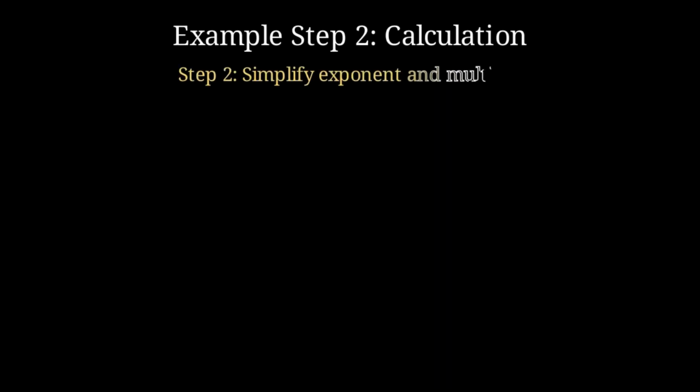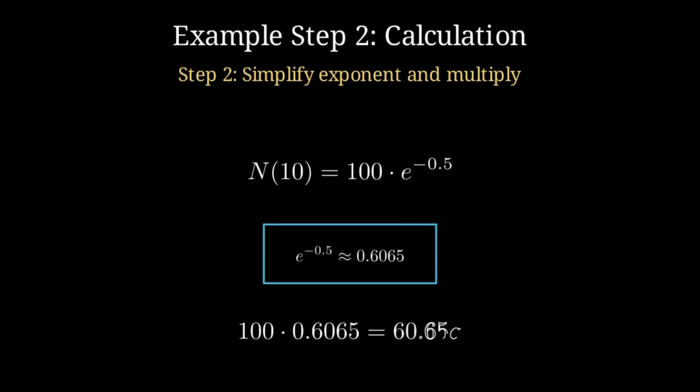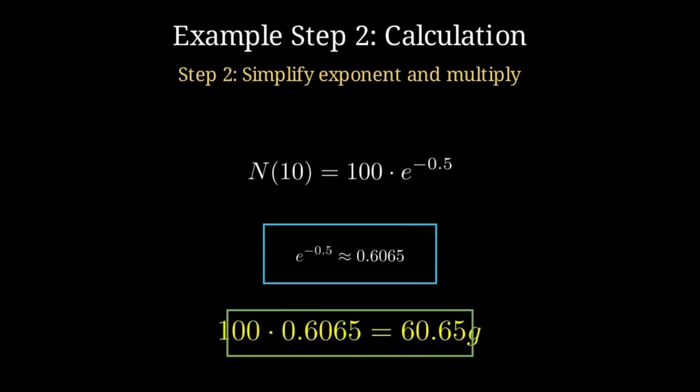Next, we simplify the exponent. Negative 0.05 times 10 gives us negative 0.5. Using a calculator, we find that e raised to the power of negative 0.5 is approximately 0.6065. Multiplying this by our initial 100 grams gives us a final amount of 60.65 grams. We have lost nearly 40% of our material over the decade.